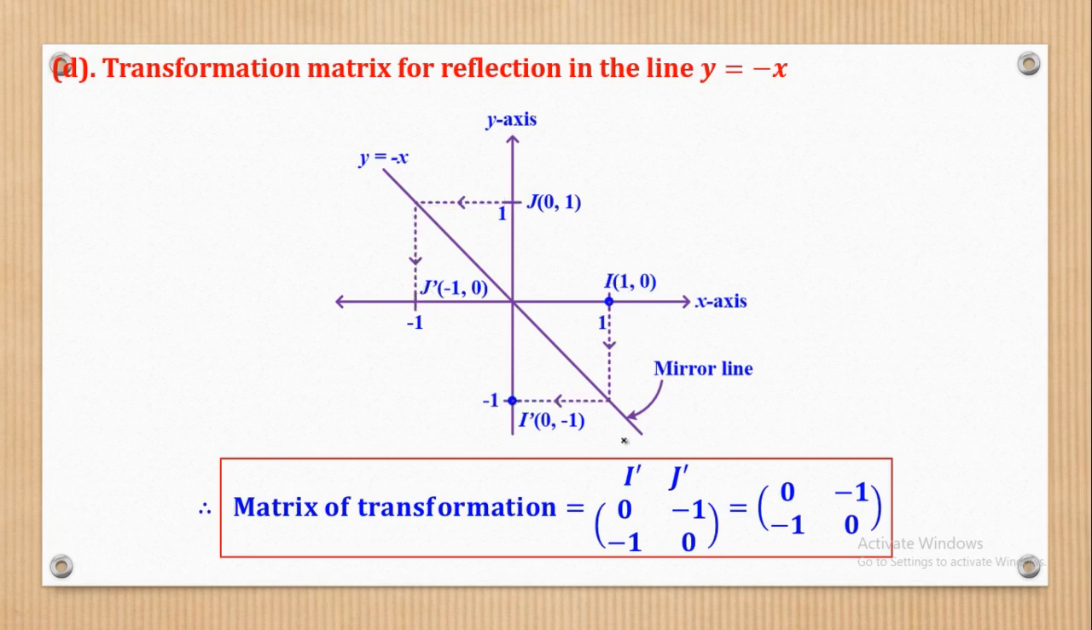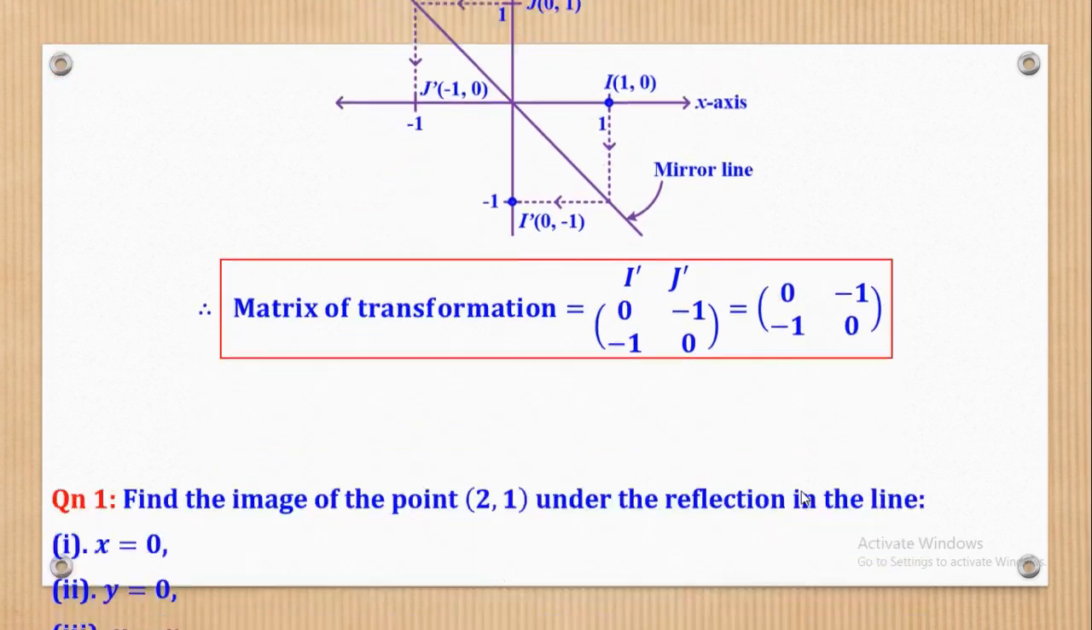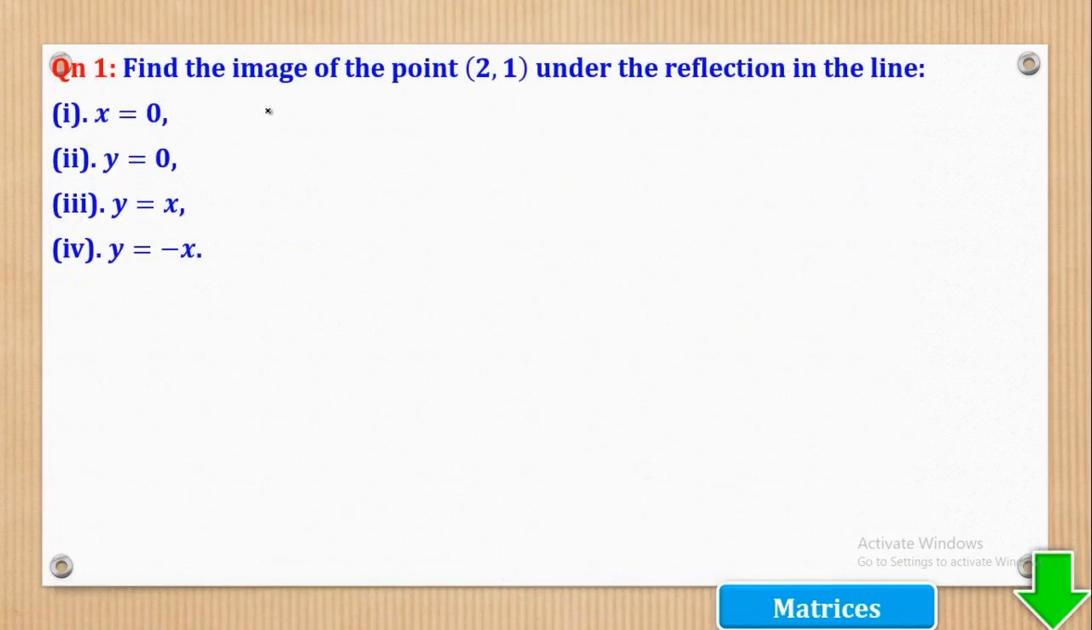The next is to write in column form to come up with this as the required matrix. So those are the 4 standard matrices of reflection, and let's see how they are used. Question 1 says, find the image of point this under the reflection in the line Roman 1 x equal to 0, Roman 2 y equal to 0, Roman 3 y equal to x, Roman 4 y equal to -x.